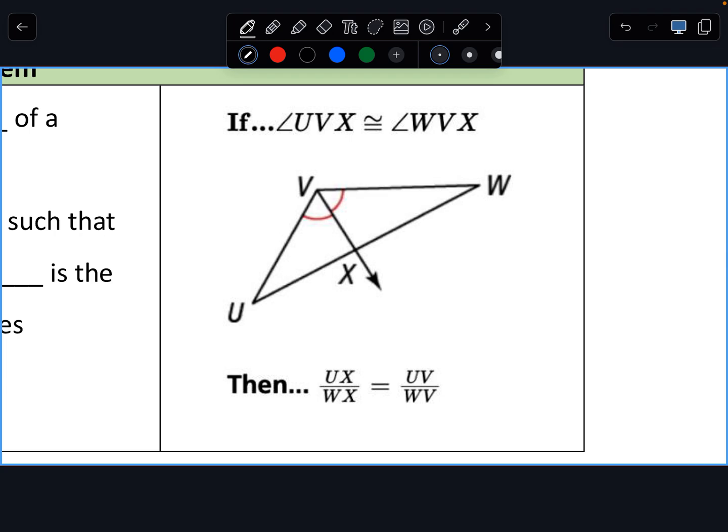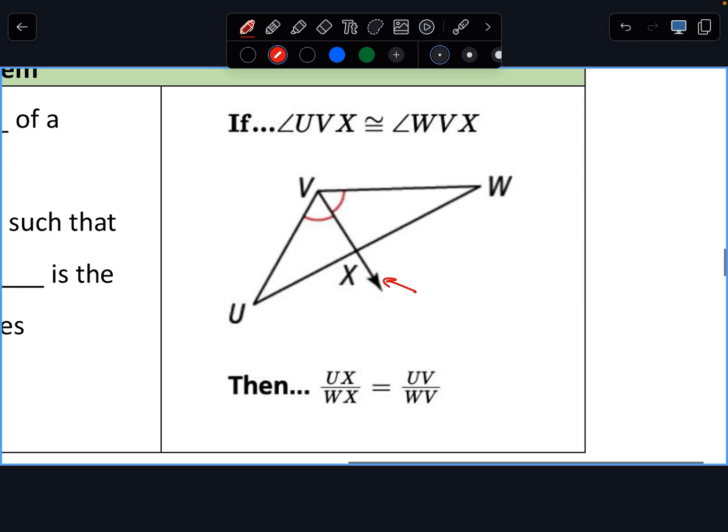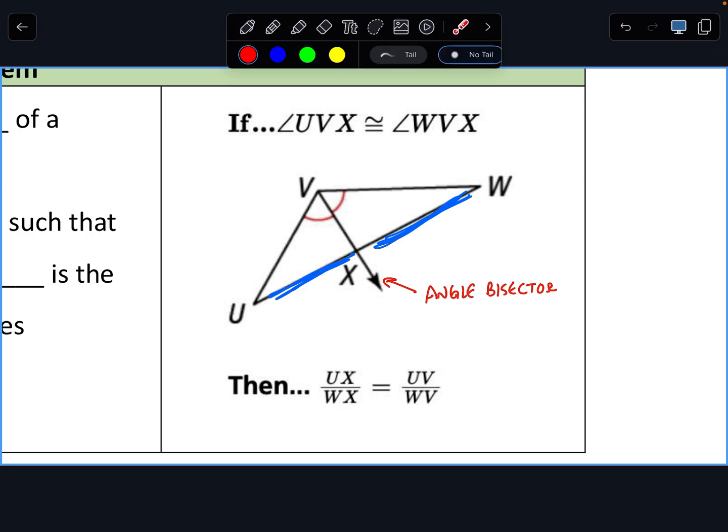So if we look at our diagram, I have an angle bisector BX. That's my angle bisector. And that angle bisector splits the third side into two pieces, XU and WX. The relationship between XU and WX will be the same as the relationship between the other two sides of the triangle, VU and VW.